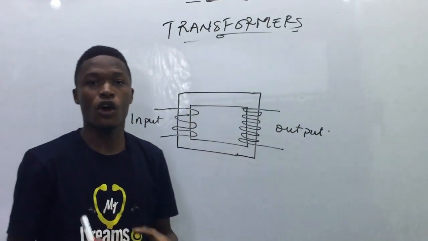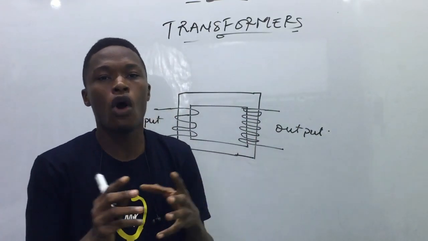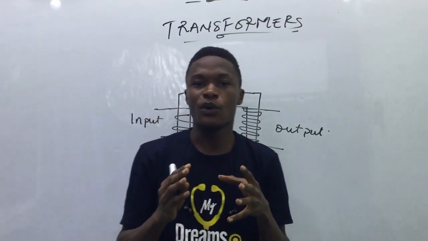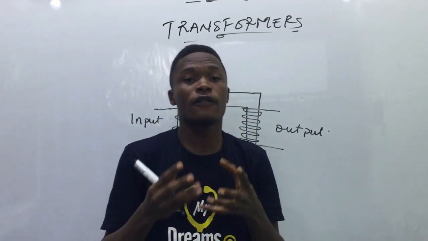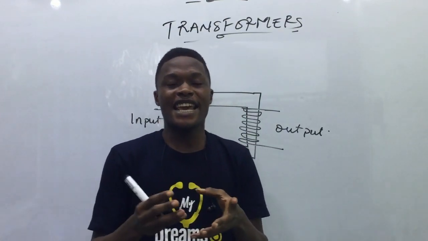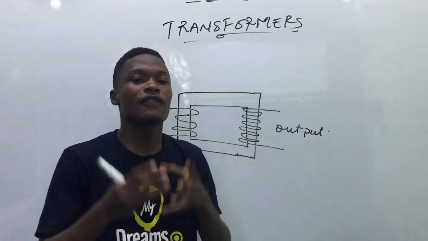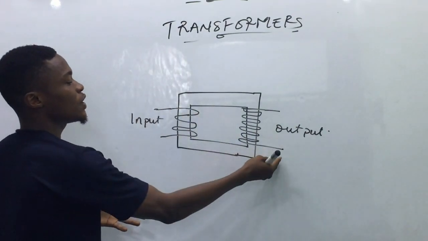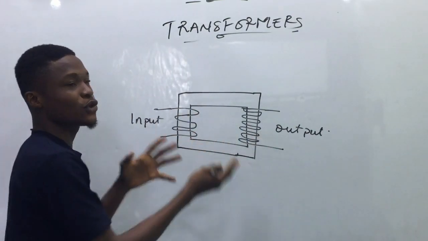In the secondary coil. Now this process is what we call mutual induction. Mutual induction simply means the induction or production of current or voltage in a coil because of the vibration of a neighboring coil. If you look at this secondary coil and the primary coil, they are together.